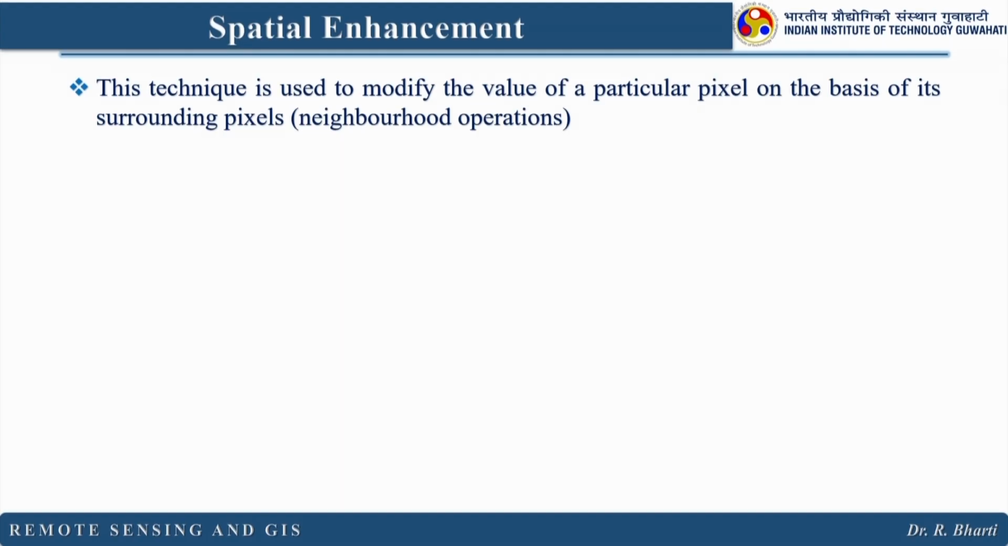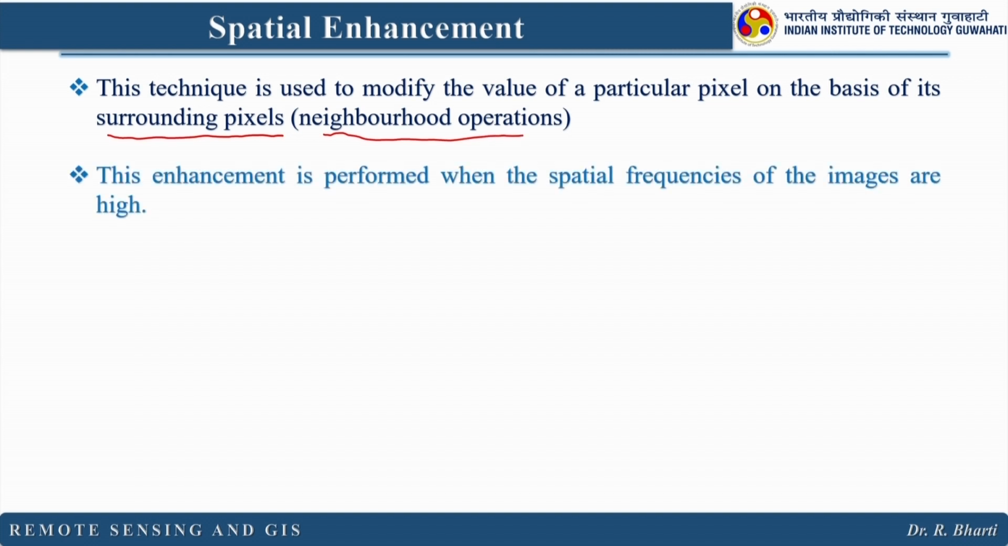So this technique is used to modify the values of a particular pixel on the basis of its surrounding pixels. This is very important because when we are going to target a pixel for any kind of enhancement, we have to do it with respect to their surrounding pixels. So in other words, it is a neighborhood operation, right? This enhancement is performed when the spatial frequencies of the images are high.